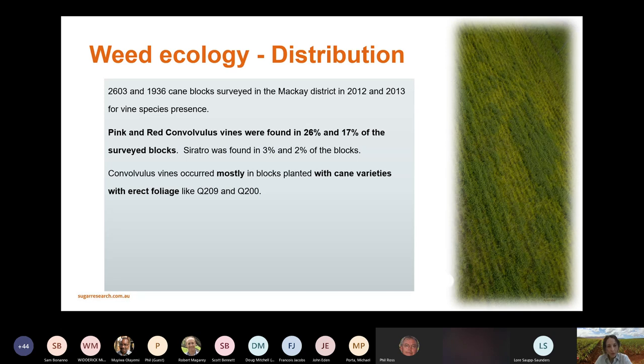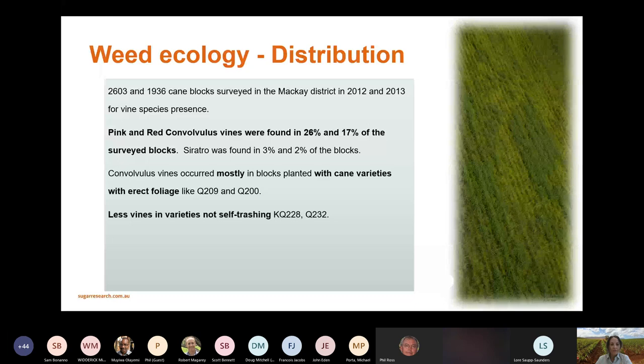I found more information doing that survey. I could correlate that convolvulus vine occurred mostly in blocks planted with cane varieties with erect foliage, like Q209 or Q200. It's a very important piece of information when you want to replant a block that is known to have vine infestation. Maybe planting an erect foliage cane variety is not the best idea, as it would make the future infestation even bigger.